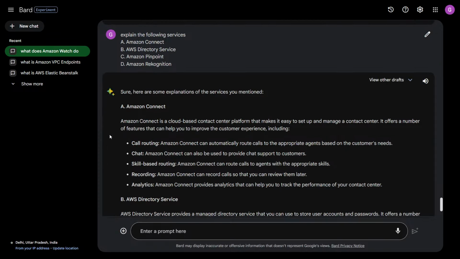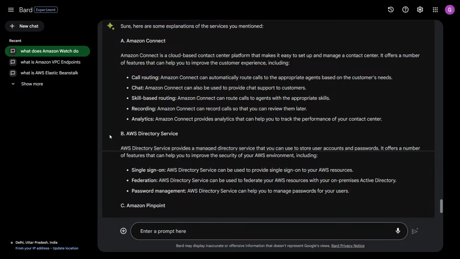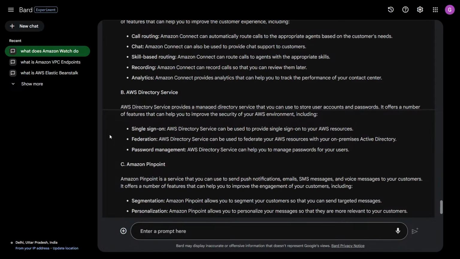So Amazon Connect is a cloud-based contact center platform. Okay, so it is like their help center. Call routing. Amazon can automatically route calls to the appropriate agent based on a customer's need. Amazon Connect also has chat support, skill-based routing. So Amazon Connect is pretty much a help center. AWS Directory Service is a managed directory service that you can use to store user accounts and passwords. It offers a number of features that can help you improve the security of your AWS environment, including SSO. So it is for managing passwords and everything. So yeah, it manages security, of course.